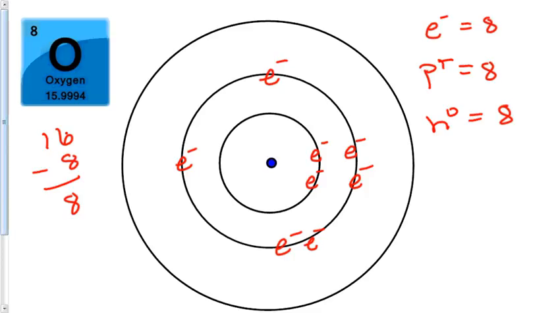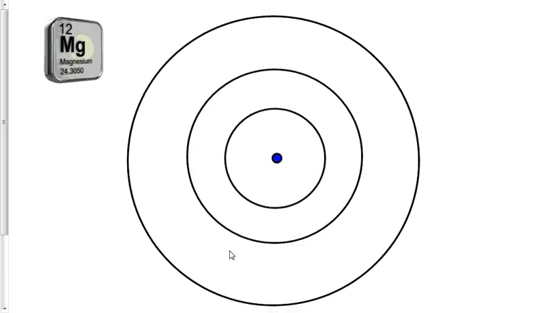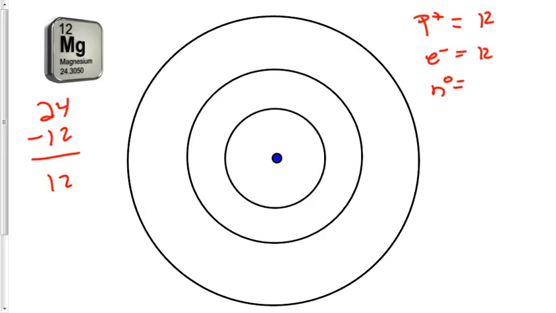Let's try one more. Magnesium. Let's look at the number of protons, electrons, and neutrons for that. The atomic number is 12, so I know my number of protons is 12 and my electrons is 12. Let's calculate the neutrons. The atomic mass is 24.3. I'll round it to 24 and subtract 12 from that. And I see I've got 12 again. So the number of neutrons is also 12.